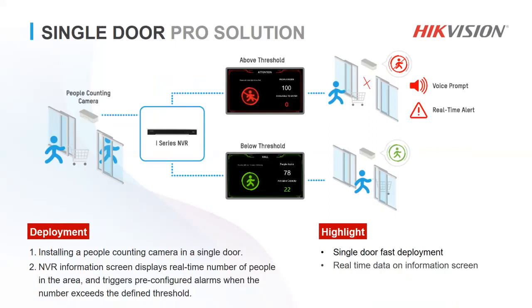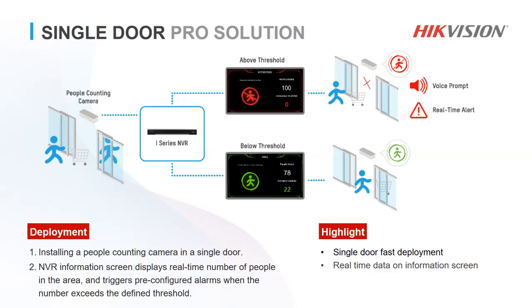Moving to the single door pro solution. Again, we're using one of our cameras, so it's either a people counting camera, a 7-series camera or an AcuSense camera connected to an i-Series NVR. And the i-Series NVR is running our density control firmware. Just as a note, the density control firmware is also the firmware that's able to run the temperature screening cameras if required, so it can all be done from one unit.